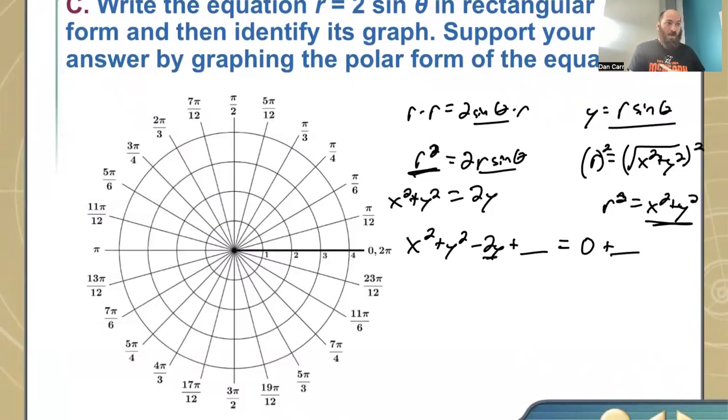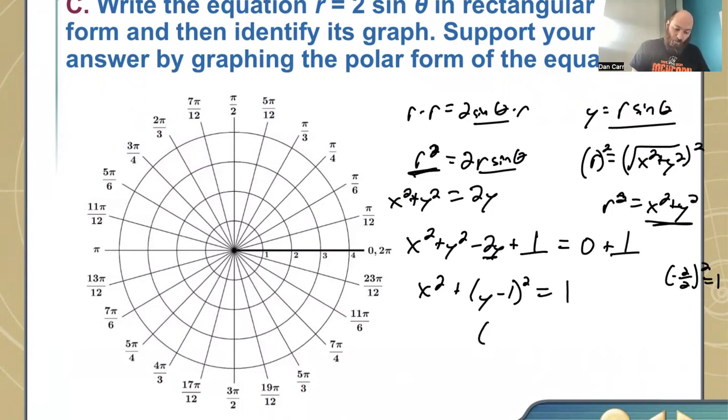If I do completing the square with my -2, remember that's -2 over 2 squared, which is going to be positive 1 here. So I'll put a +1 and a +1 there. So x squared plus y minus 1 squared is equal to 1. What I get is a circle with a center at the point (0, 1), and my radius is equal to 1.